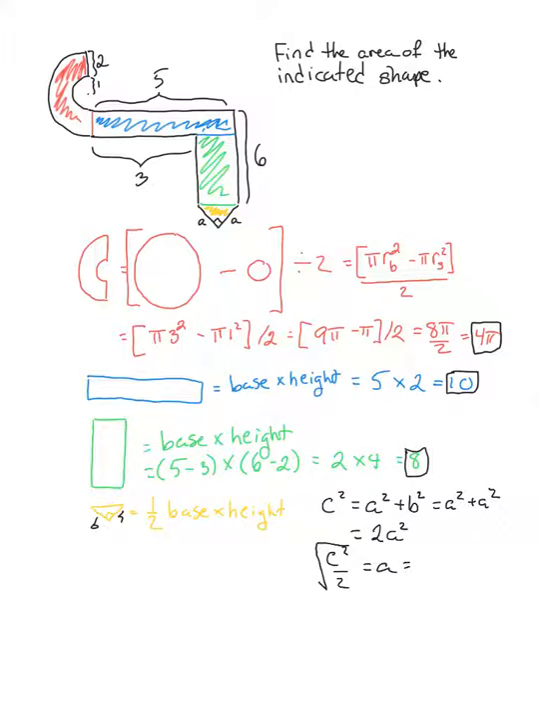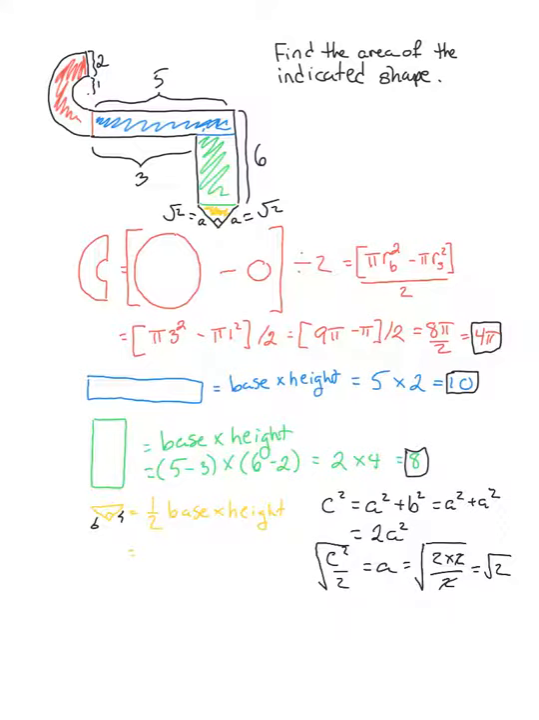Just to save a little bit of room, I'm going to round this side. So that'll be the square root of 2 squared, which is 2 times 2, over 2, which is equal to the square root of 2. So we know a is equal to the square root of 2. So both sides are equal to the square root of 2. So the base and the height are equal to the square root of 2.